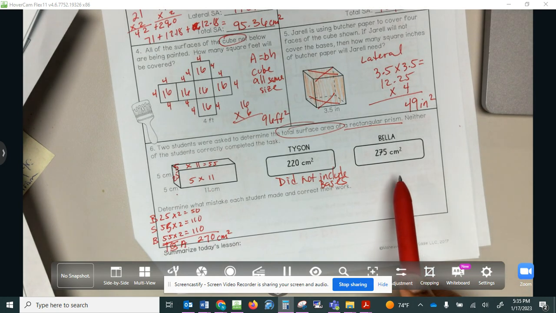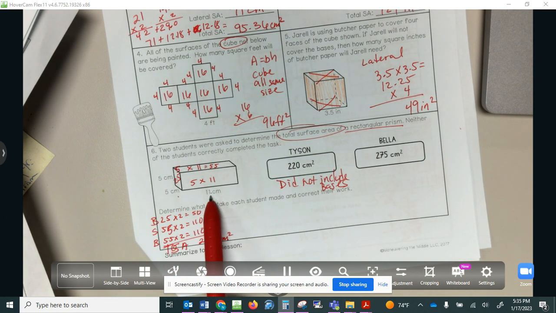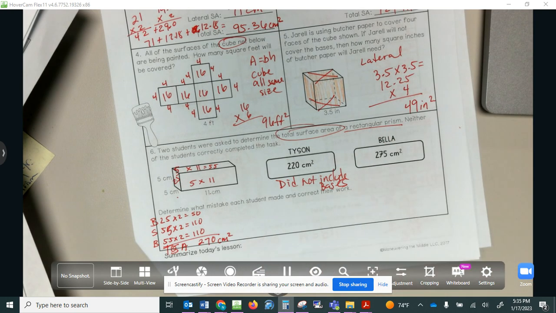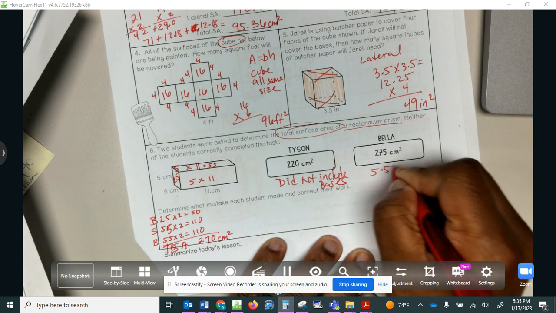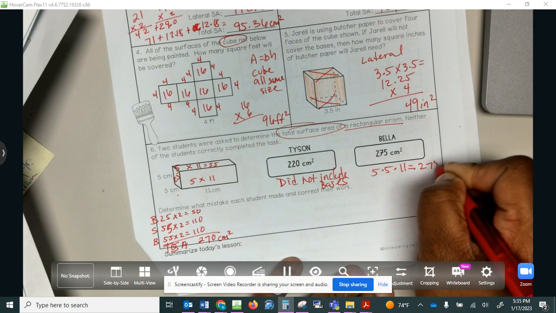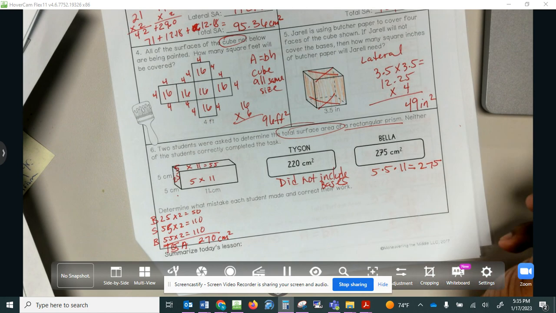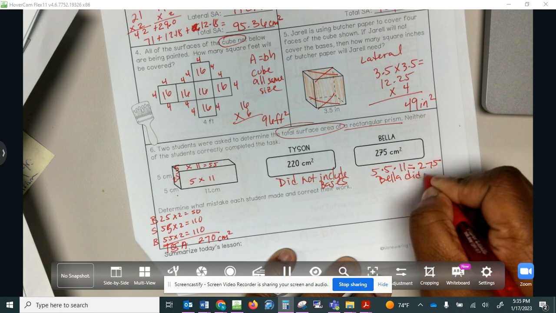Let's see about Bella. She got 275. I don't know what she could have done. Well, let's look. 275. That's 55. Did she do volume? Let me see. Yeah, I think she did volume because she just did 5 times 5, which is 25, times 11. When you multiply these, you get 275. So Bella did volume.